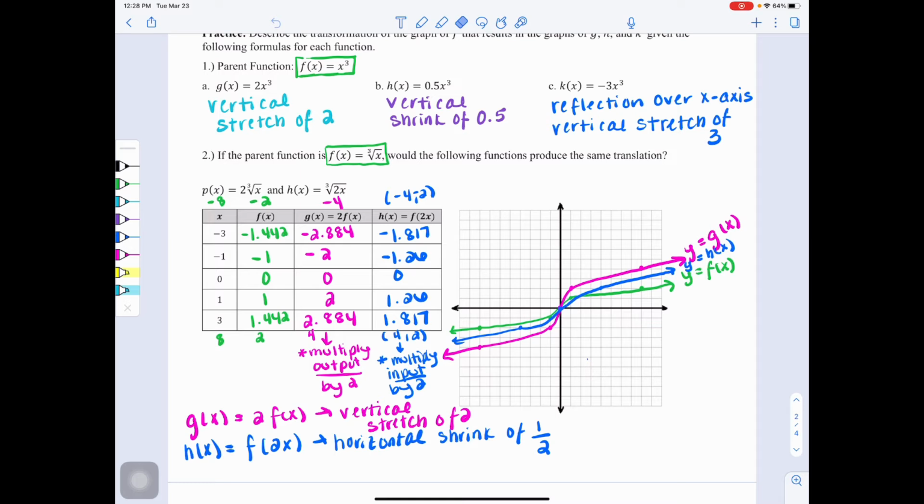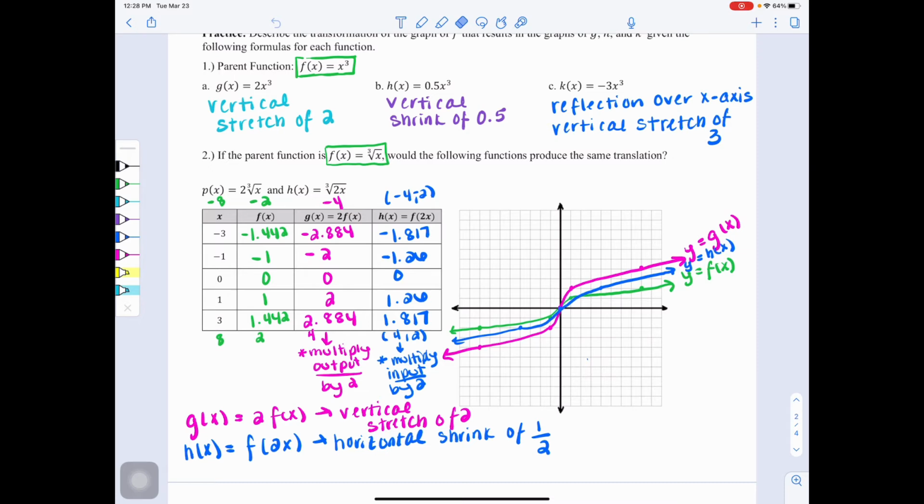When we look at y equals h of x, we have a multiplication of 2 happening on the inside. So remember, when it happens on the inside, it's a horizontal change, and it's the opposite of what you see on the inside. So if I actually see a 2, that means my shrink should be of 1/2. So again, because it's on the inside, it's horizontal. Because it's a positive 2 on the inside, it acts the opposite, so it's actually going to be a shrink of 1/2.